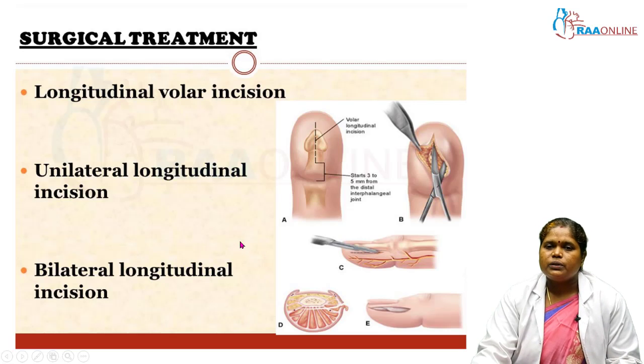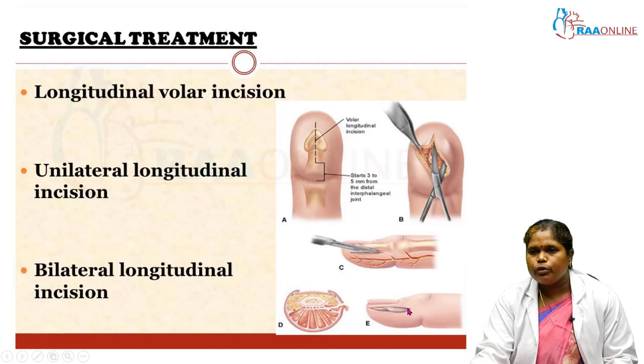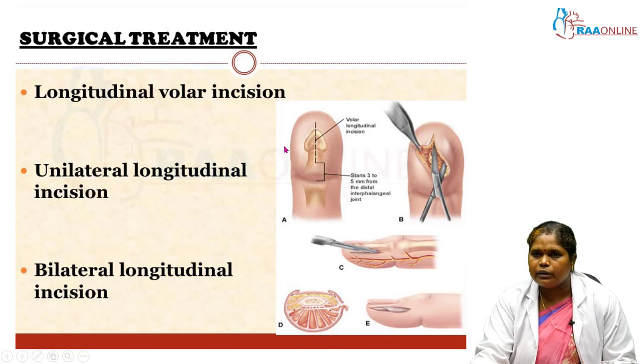Now, how are you going to treat this pulp space infection? See here, you can make a longitudinal incision on the side of the pulp space. So, if you make a longitudinal incision, you can open up all the septa. So, you can drain all the pus. So, that is the importance of longitudinal incision along the pulp space. Okay. See, if you make a transverse incision, that will not open all the compartments. Okay. It will only open one compartment. See, remember, if you are making like this, you will open only one compartment.